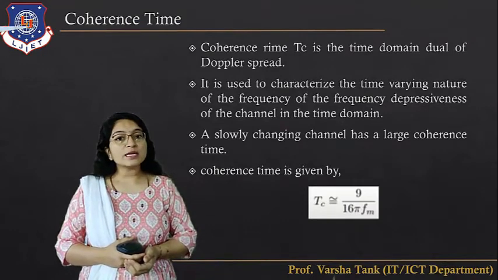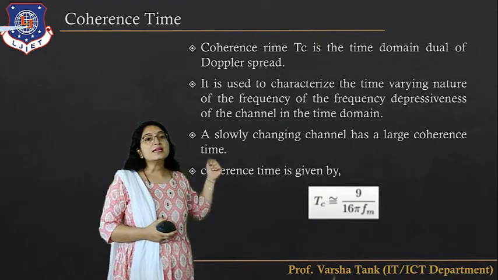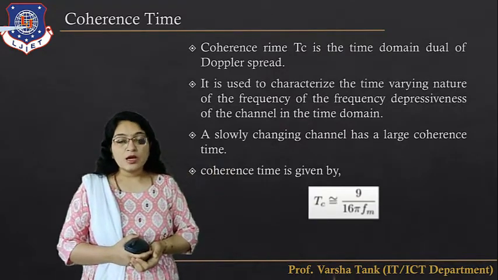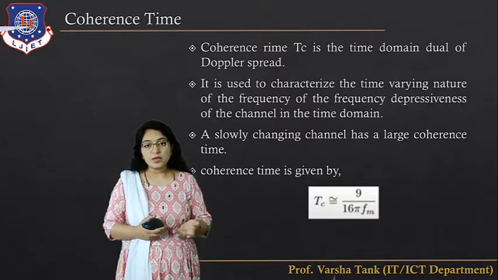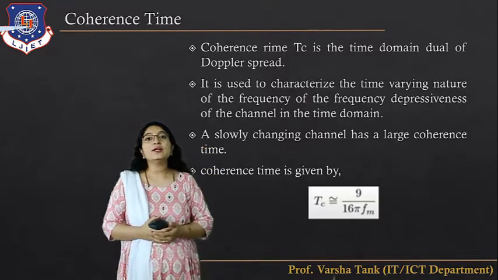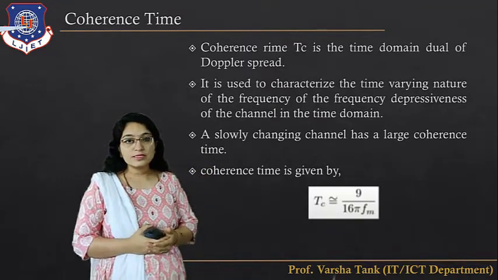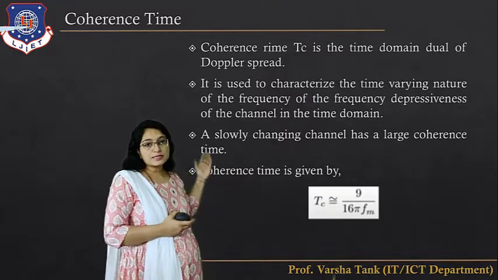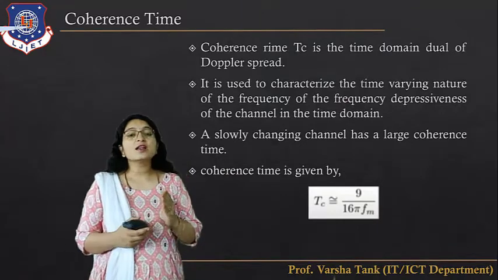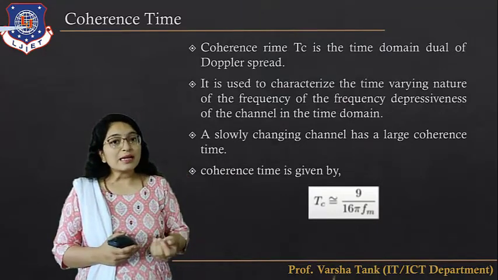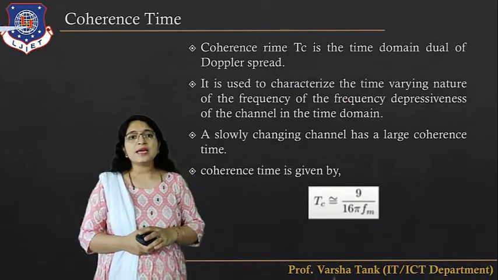Now let's learn what the coherence time is. Coherence time, denoted as TC, is the time domain dual of the Doppler spread. The Doppler spread occurs depending on how the vehicle is moving. So the coherence time, the time domain dual of the Doppler spread, is used to characterize the time varying nature of the frequency dispersiveness of the channel in the time domain. A slowly changing channel has a large coherence time. The coherence time is given by the formula TC equals 9 upon 16 pi fm.